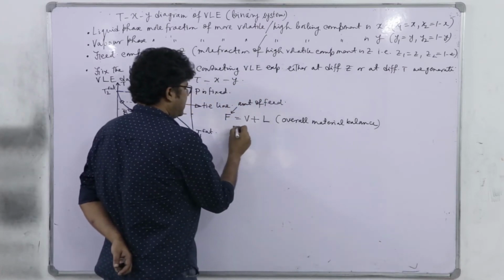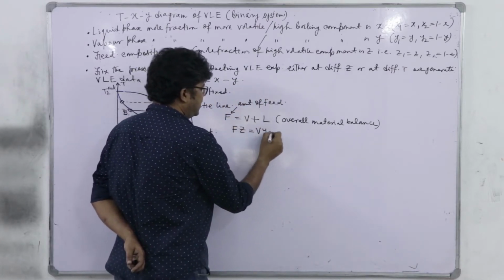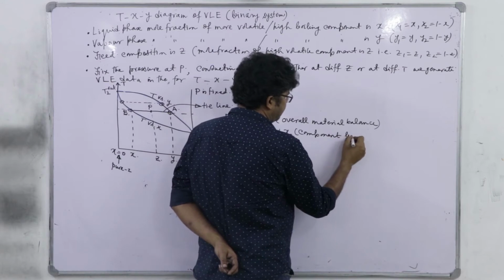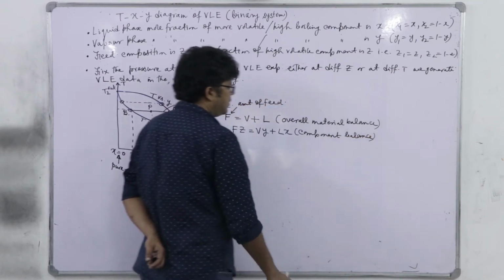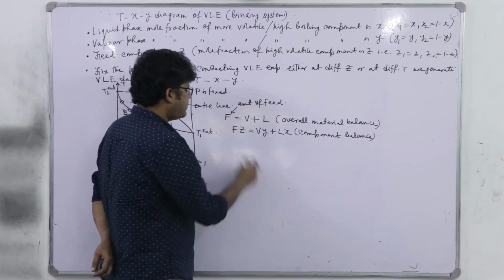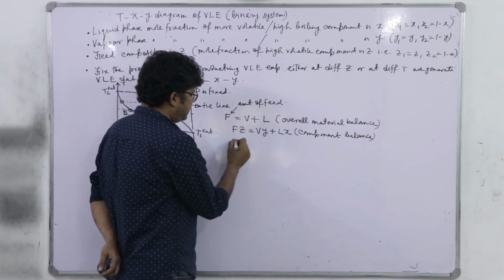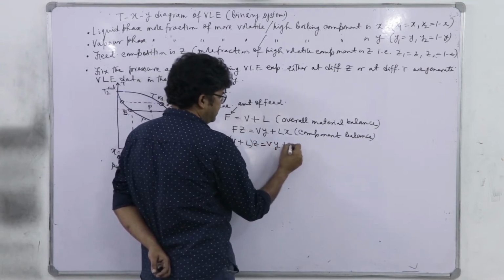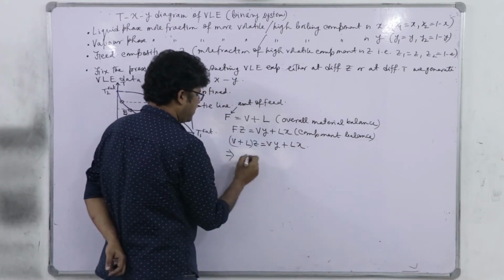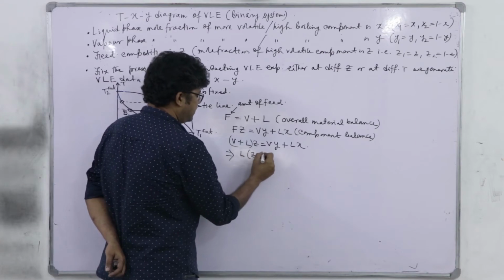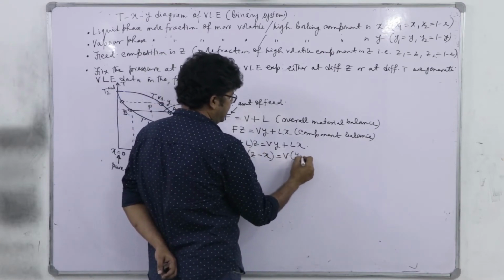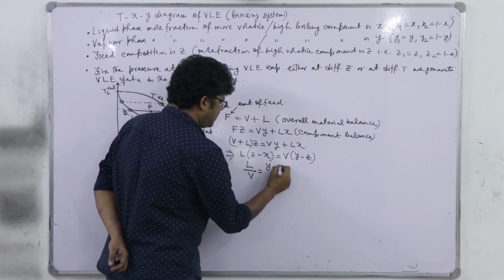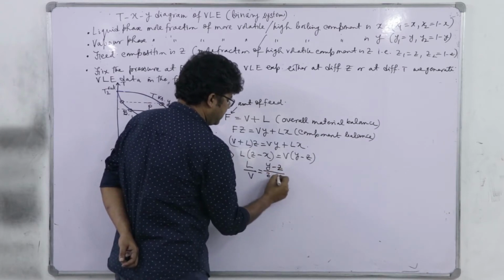And F into Z is equal to V into Y plus L into X, that is a component balance for a binary system. Now, you see that if I replace this V plus L here as F, V into Y plus L into X, then L into (Z minus X) is equal to V into (Y minus Z). So, L by V is basically (Y minus Z) divided by (Z minus X).